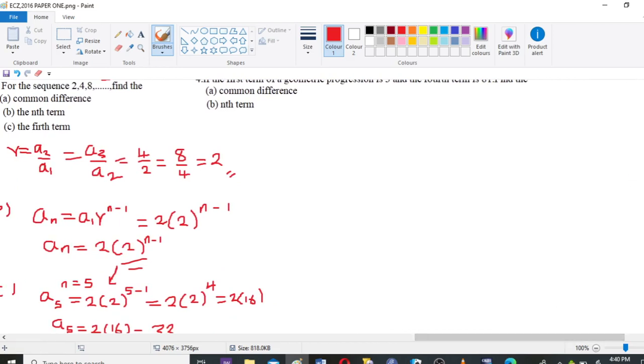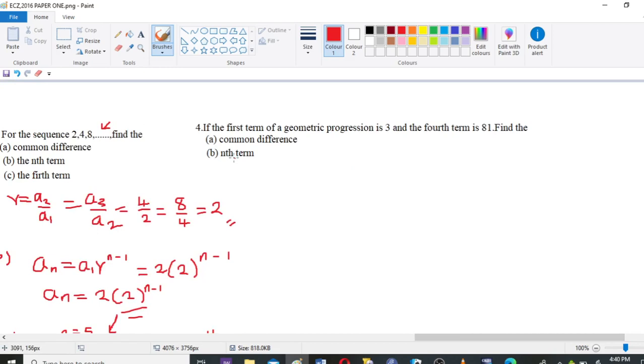Now let's go to the last question. Let's read the question. The question is, if the first term of a geometric progression is 3 and the fourth term is 81, find the common ratio. This one should be very simple because we've been told the type of sequence that we are dealing with. This is a GP. Here we are told the first term is 3, where the fourth term is 81. Again, to find the common ratio, we use the formula for the nth term of a geometric progression.